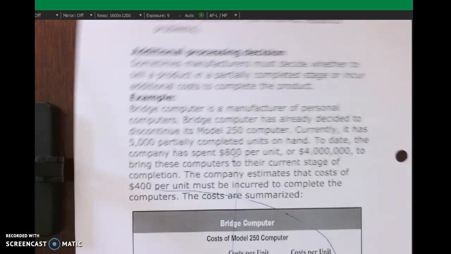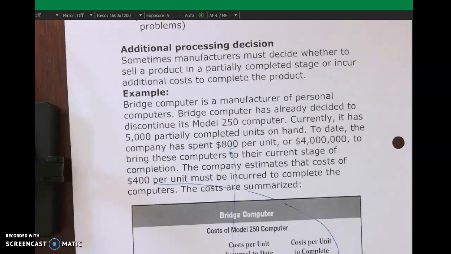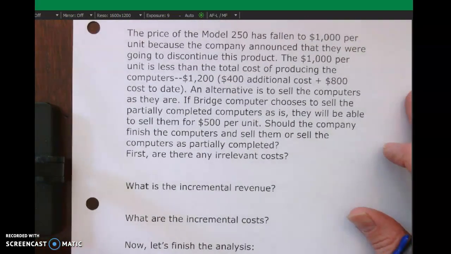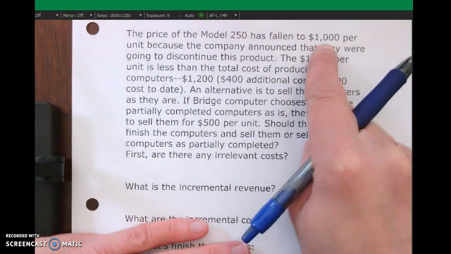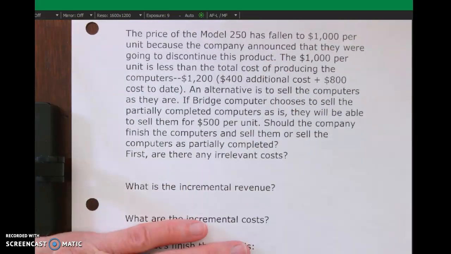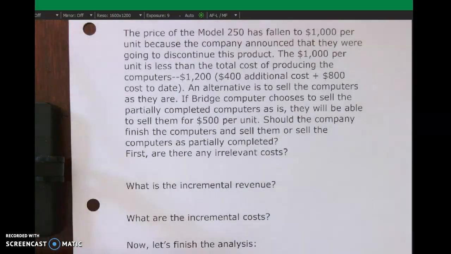Continuing on to the next page, we say the price of our Model 250 computer has fallen to $1,000. And that's per unit because the company announced that they are going to discontinue the product. The $1,000 is less than the total cost of producing those computers. The 800 plus the 400 gives us the 1,200.